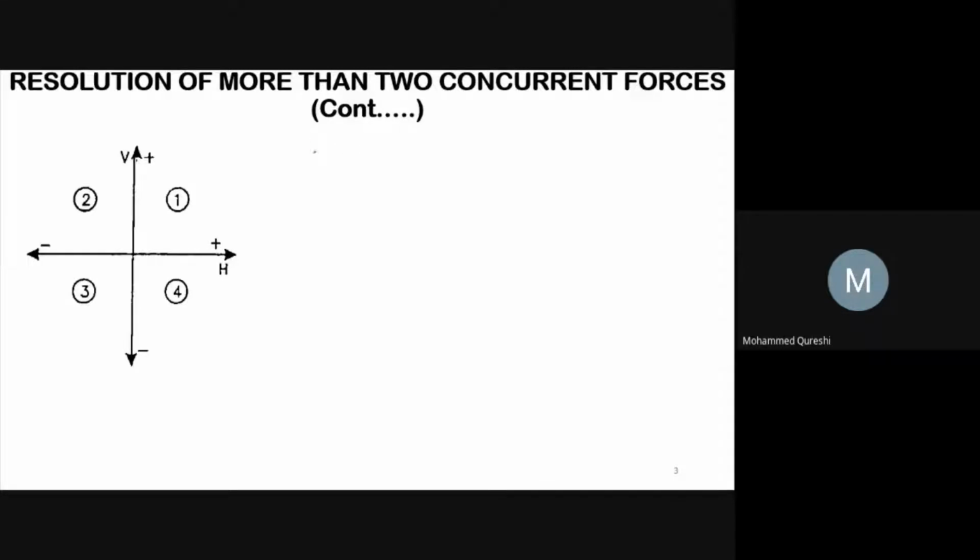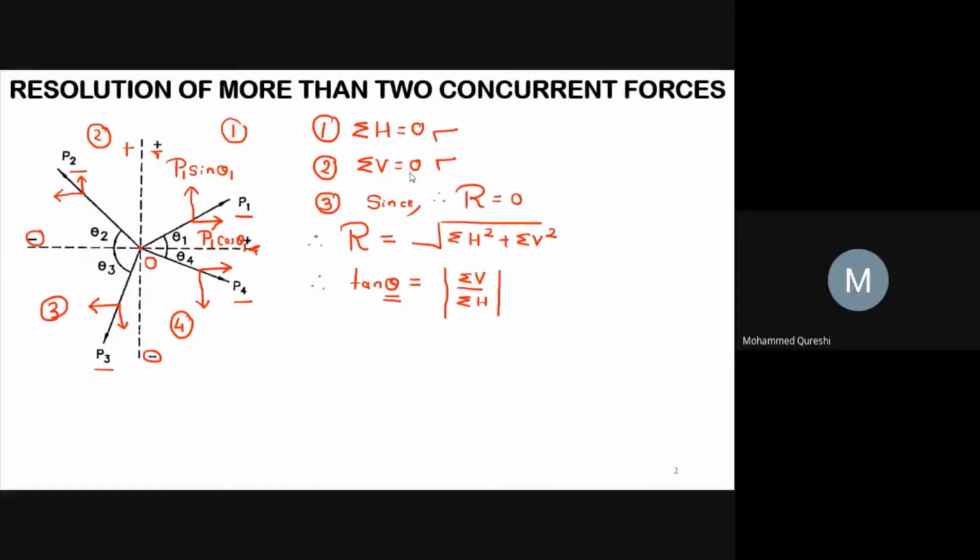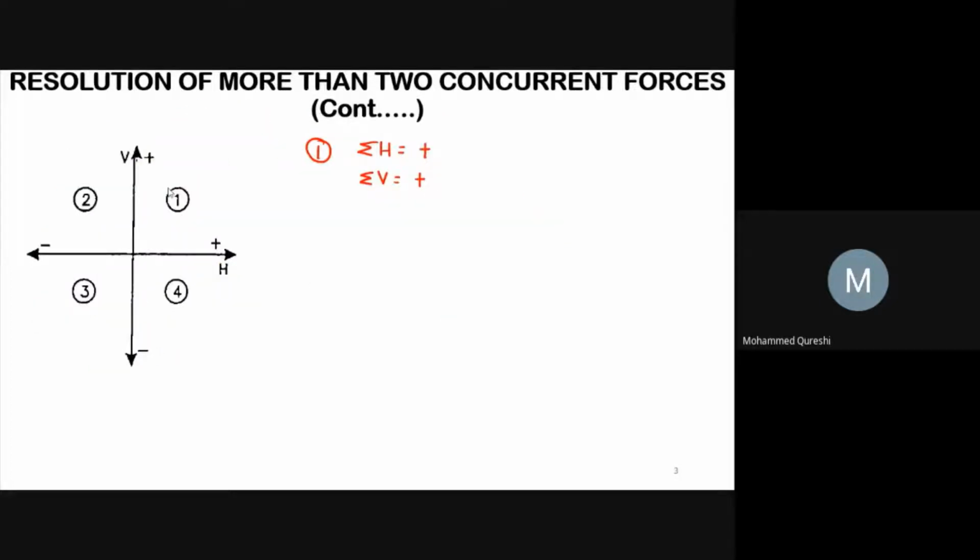Suppose, let us consider this first case. Sigma H equals positive and sigma V equals positive. I am considering this portion, the P1 force. Both are positive. So if sigma H is positive and sigma V is also positive, then your resultant will lie in the first quadrant.